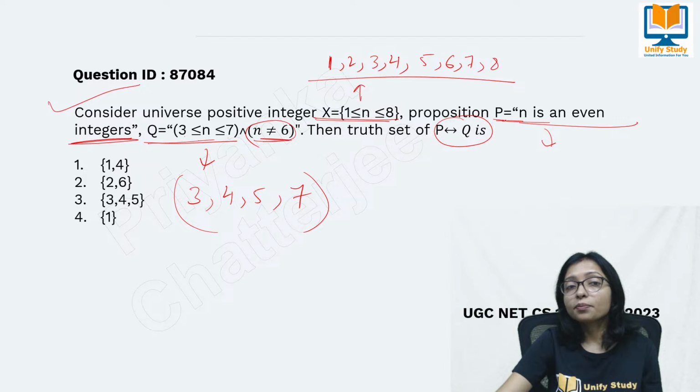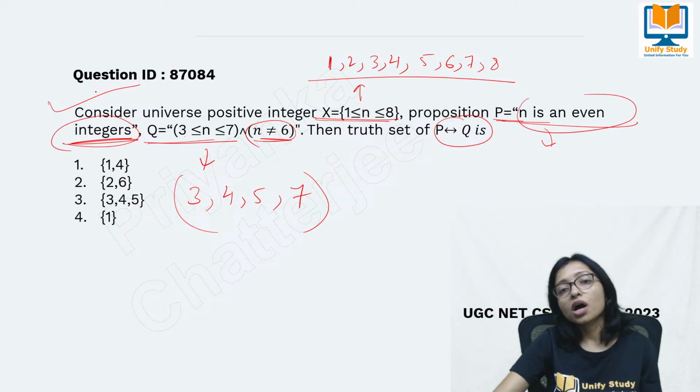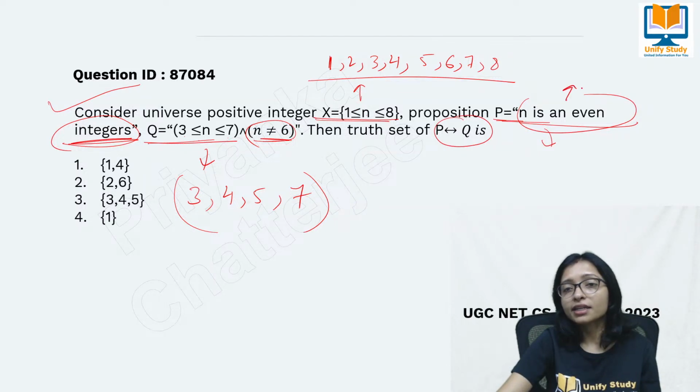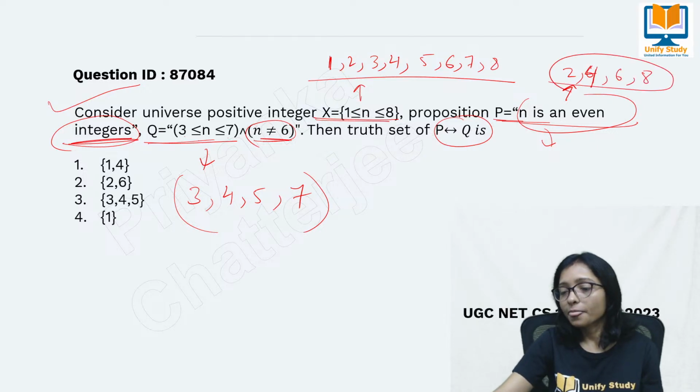Now it is given P, that n is an even integer. So out of that, what are the even integers you need to see? 2, 4, 6, 8. These are the even integers. 2, 4, 6, 8 are the even integers.